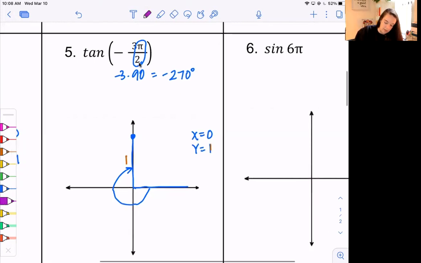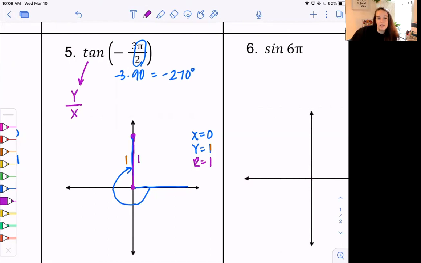And what is my radius? What's my distance from 0? My distance from the center to here is also 1. So x is 0, y is 1, and r is 1. Remember, tangent is y over x. My y is 1, and my x is 0. I haven't moved anything.